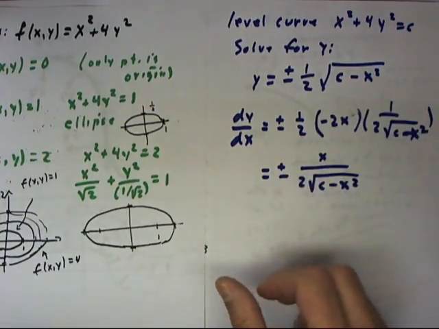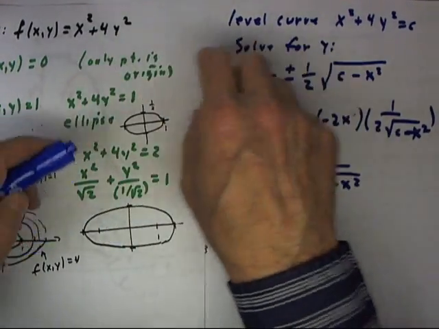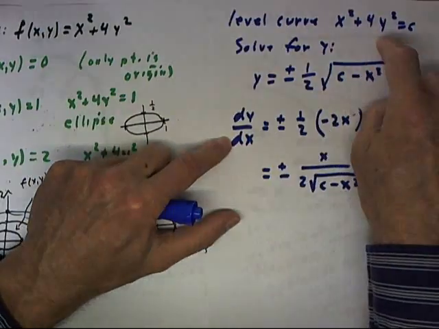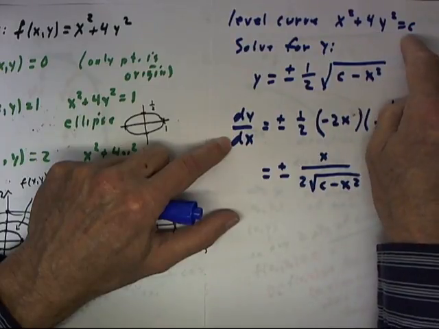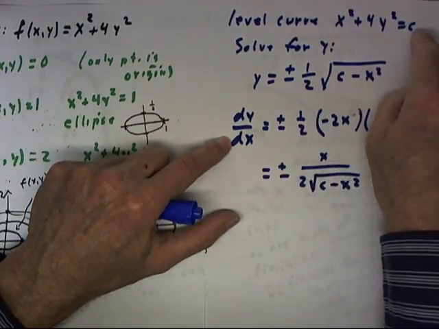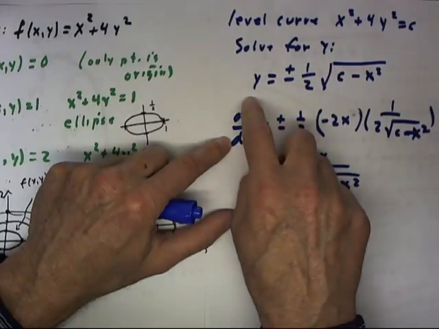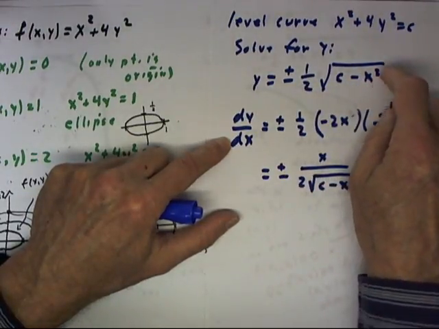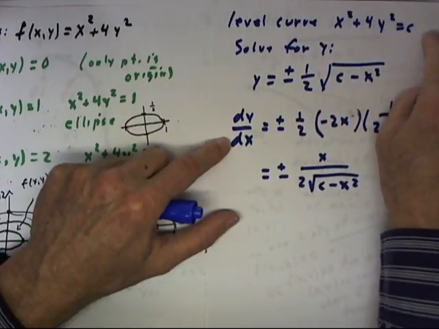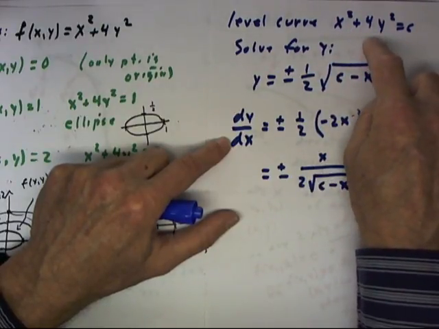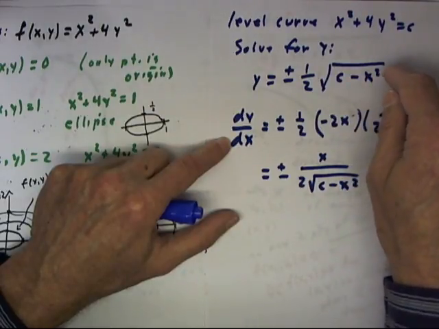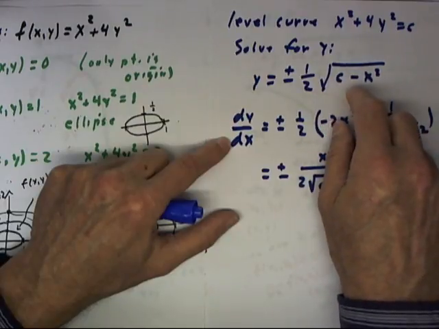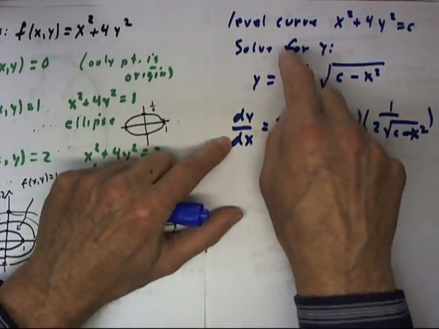The last clip was a little bit short, but what we're showing is that for the function f of x, y equals x squared plus 4y squared, the level curve x squared plus 4y squared equals c can be solved for y, getting y equals plus or minus 1/2 square root of c minus x squared. Simple process: subtract x squared from both sides, divide both sides by 4, and factor the 2 out from under the square root. In other words, the square root of 1 over 4 is 1/2. And we get the plus or minus.